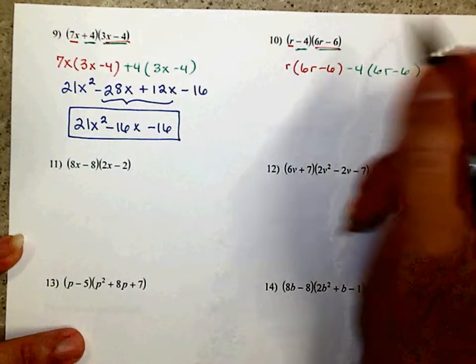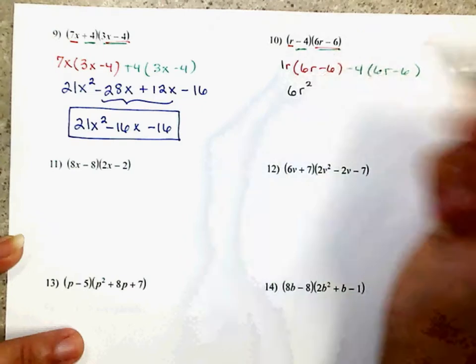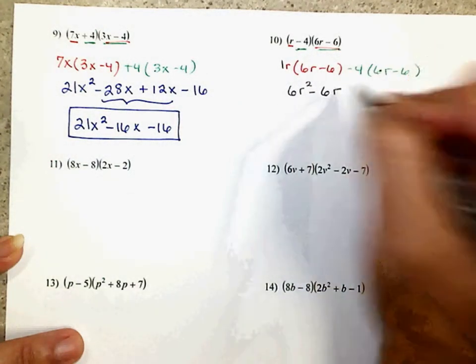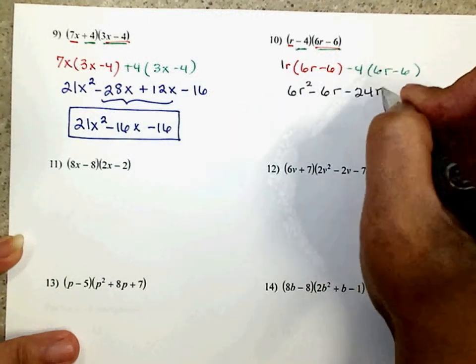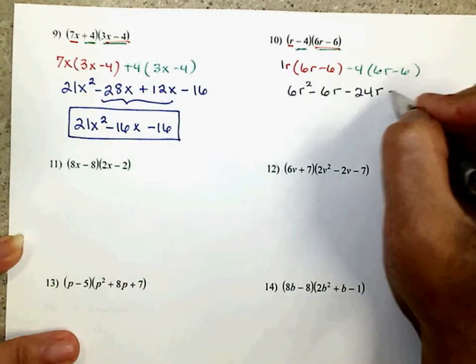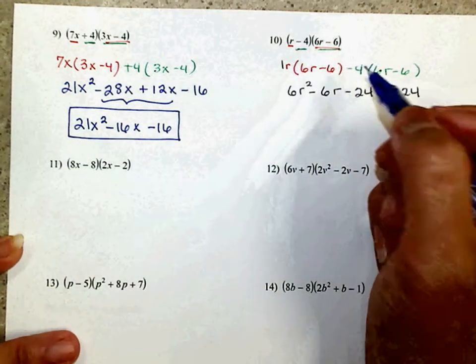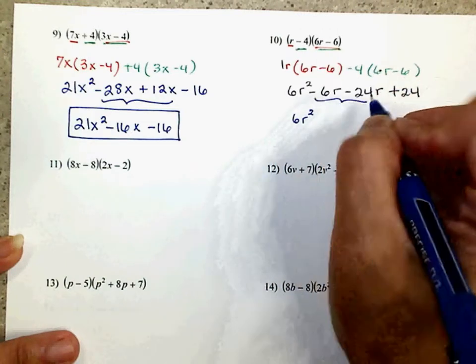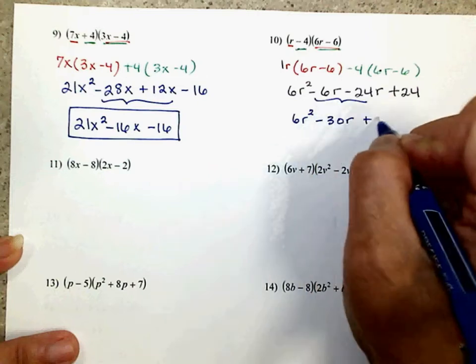Multiplication is distribution. r times 6r is 6r squared. There's an understood 1 here. r times negative 6 is negative 6r. Negative 4 times 6r is negative 24r. Negative 4 times negative 6 is positive 24. Combine your like terms. 6r squared, negative 6r minus 24r is negative 30r, plus 24.